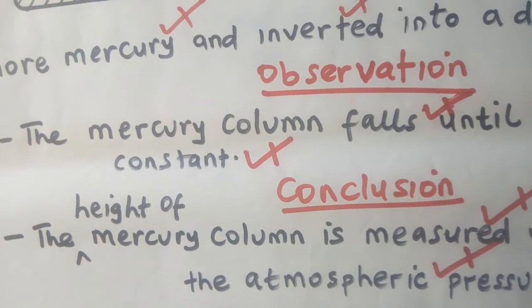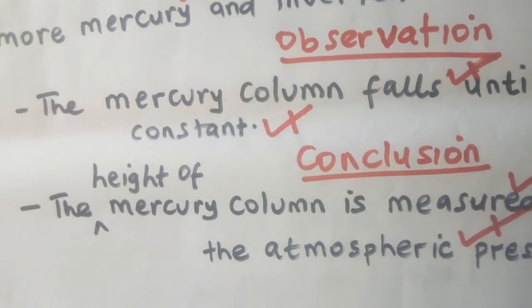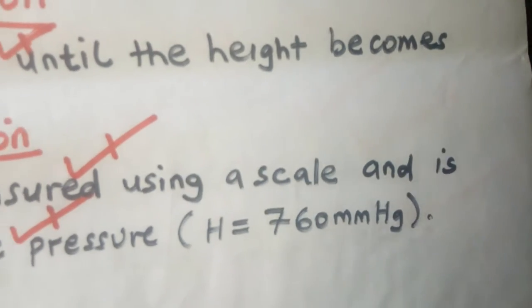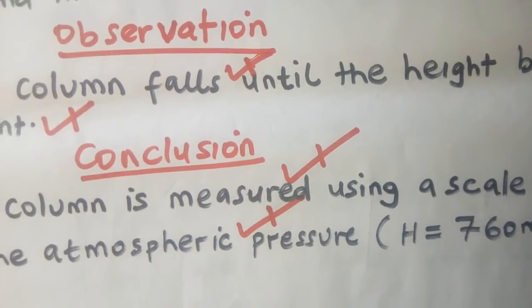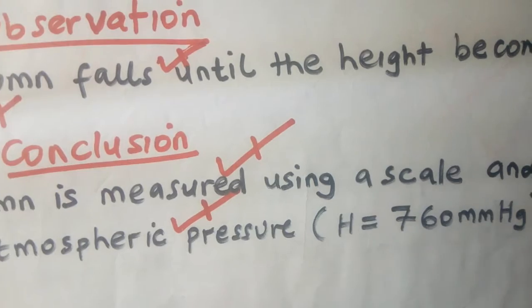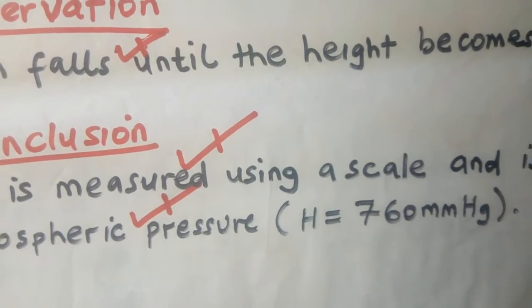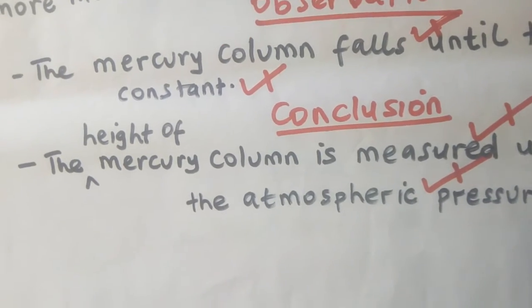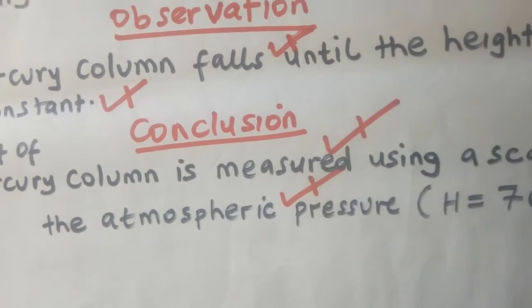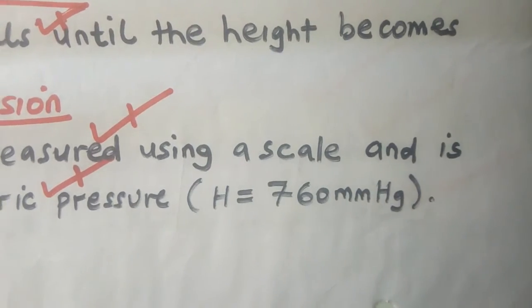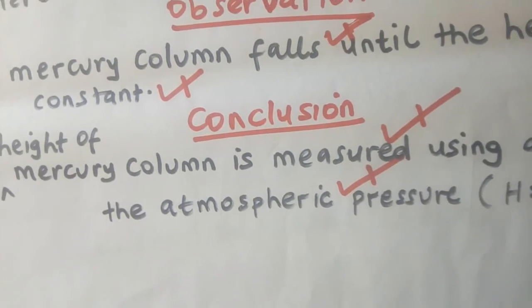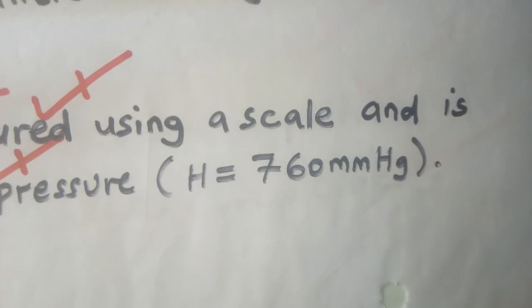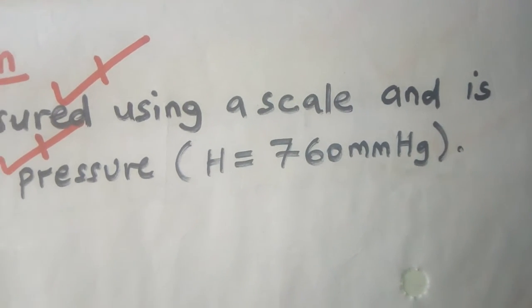Another thing, so using that observation, you can conclude that the height of mercury column is measured using a scale. Once the mercury column has fallen and it has stopped, what do you do? You take your millimeter scale, you measure, and then you take the reading. And the reading you are going to take is the same as atmospheric pressure. So the height of the mercury column is measured using a scale and is taken as the atmospheric pressure. We expect that height to be 760 millimeters of mercury.